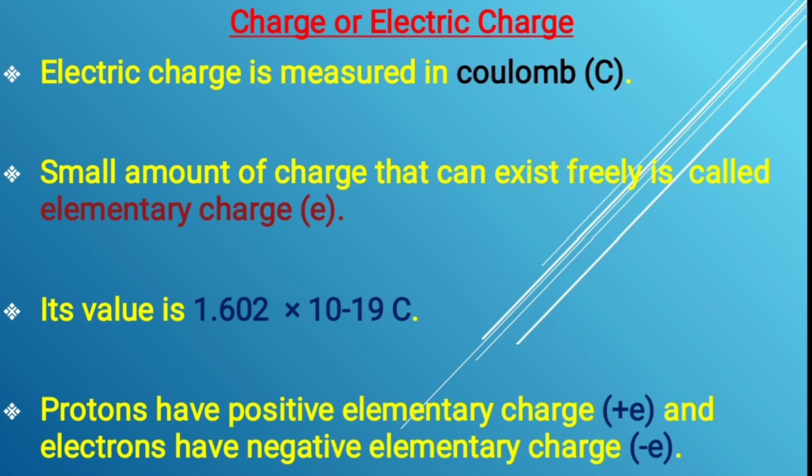Electric charge is measured in a quantity called coulomb, and the symbol of the coulomb is C. The smallest amount of charge that can exist freely is called the elementary charge. The symbol used to represent this elementary charge is small letter e. Its value is 1.602 times 10 to the power minus 19 coulomb. Protons have a positive elementary charge represented as plus e, and electrons have a negative elementary charge represented as minus e.